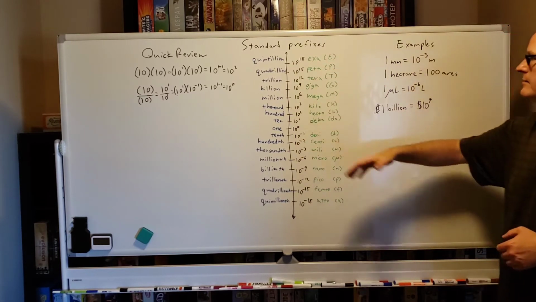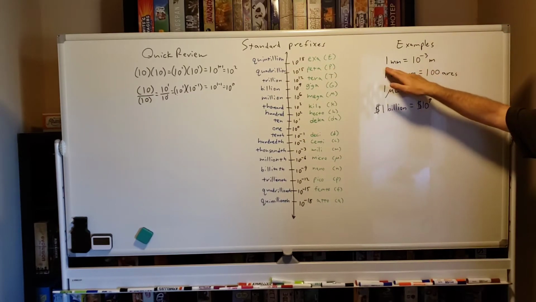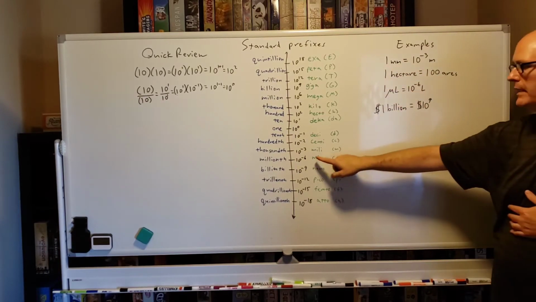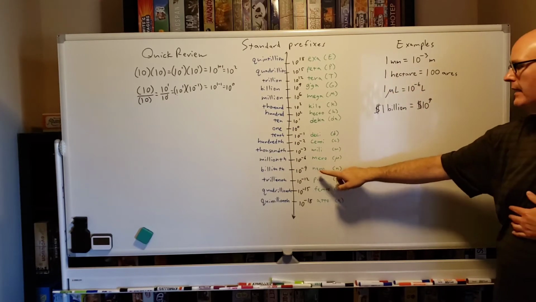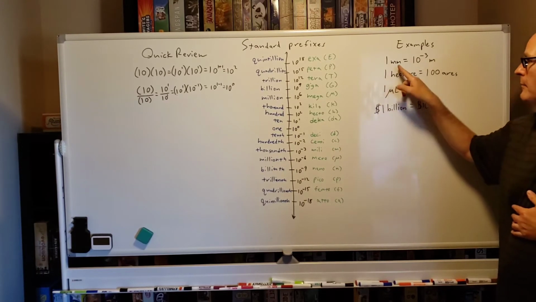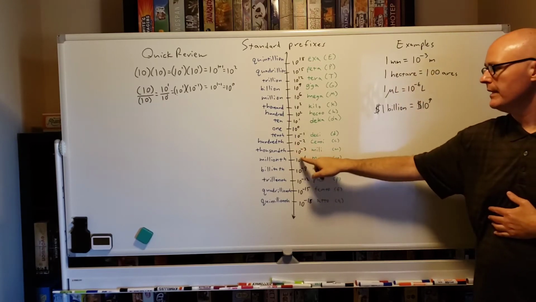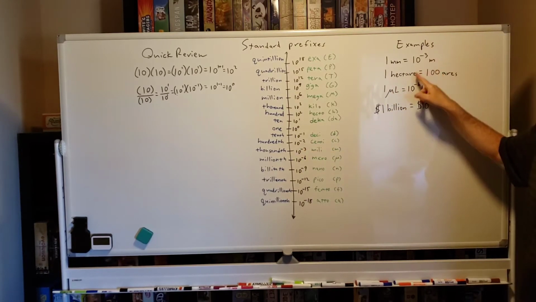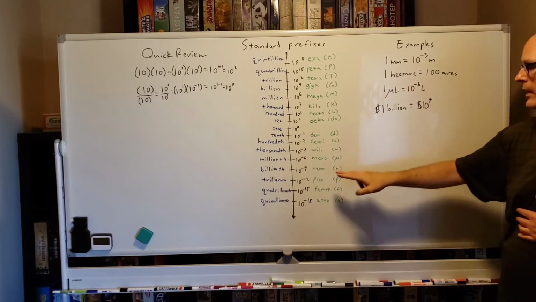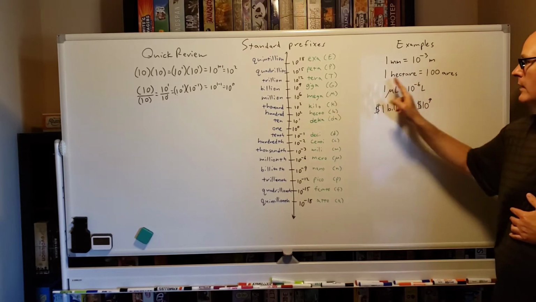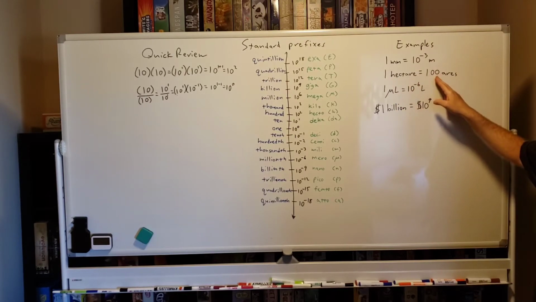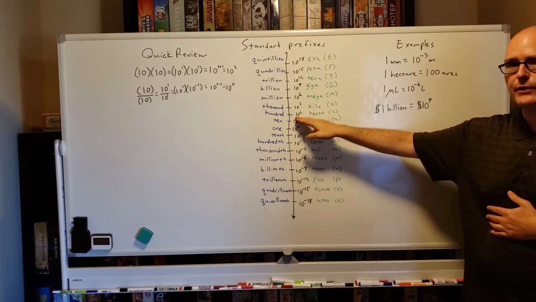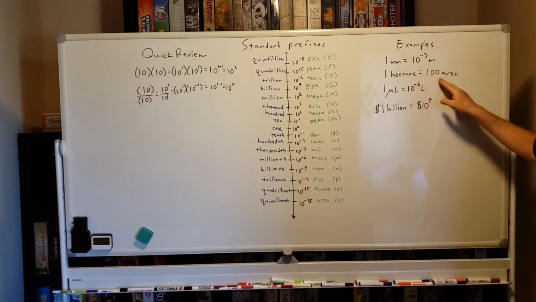If I applied this, here are some examples. 1 millimeter: milli is 10 to the minus 3, so a millimeter would be 10 to the minus 3 meters. A hectare: hecto means 10 to the 2, so 1 hectare would be 100 ares. It's a unit of area.